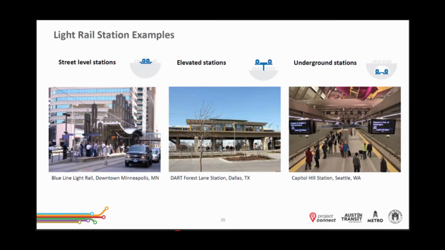And here we show some example images of light rail stations from other communities. The image on the left shows a street level station in downtown Minneapolis. The image in the center shows an elevated station in Dallas, and the image on the right shows an underground station in Seattle, Washington.